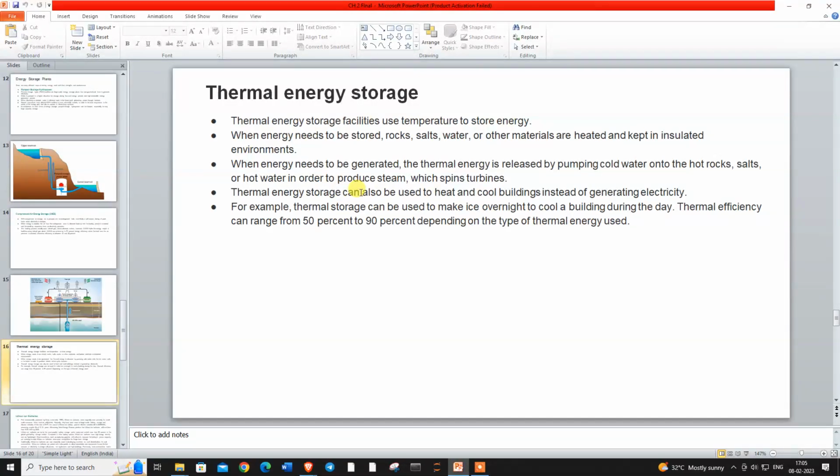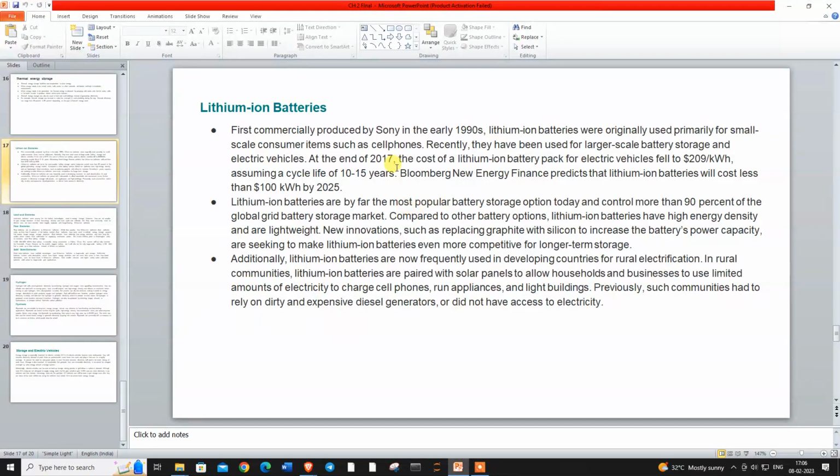Now this thermal energy can be used to heat and cool buildings instead of generating electricity. That is a secondary purpose. For example, thermal storage can be used to make ice overnight to cool a building during the day. Thermal efficiency can range from 50% to 90% depending on the type of thermal energy used, either cooling or heating. So this is a very less used energy storage power plant, but it can be used for buildings instead of generating electricity.